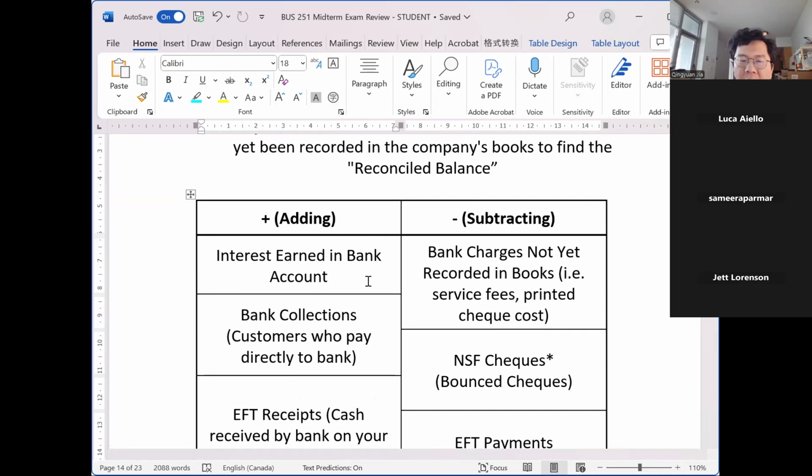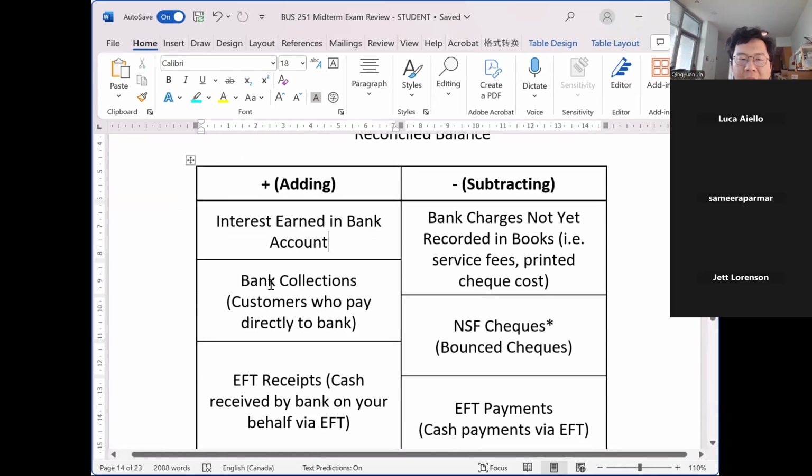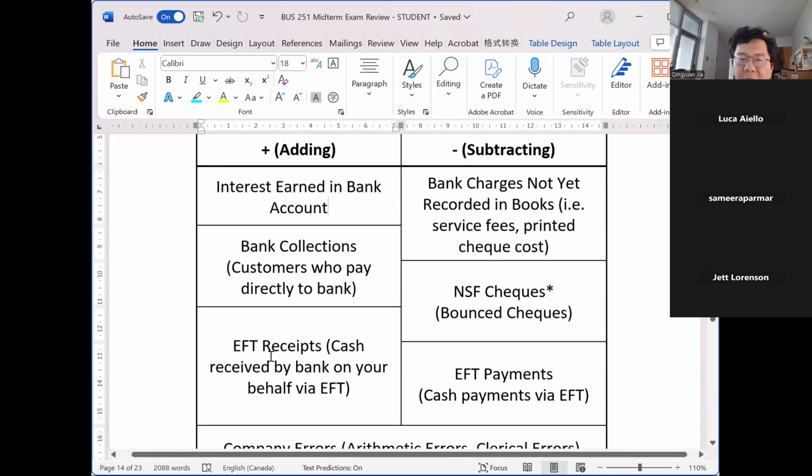in the general ledger. And also we have to add the bank collections, which means the customers who pay directly to the bank without notifying us. We don't know this until we get the bank slip or the bank letter. And EFT receipts is like cash received by the bank on your behalf via EFT. So this is similar to the bank collections.